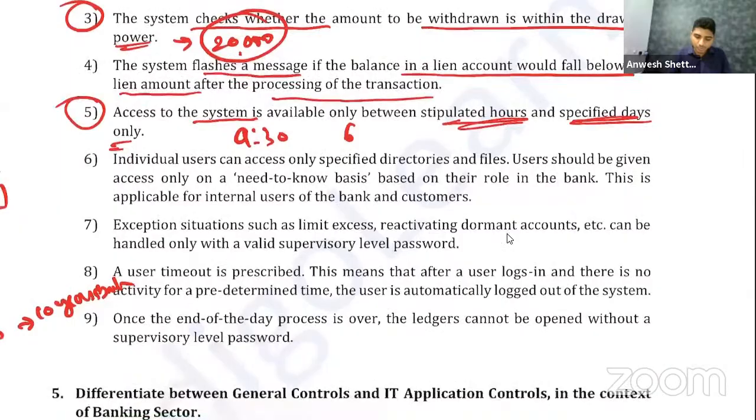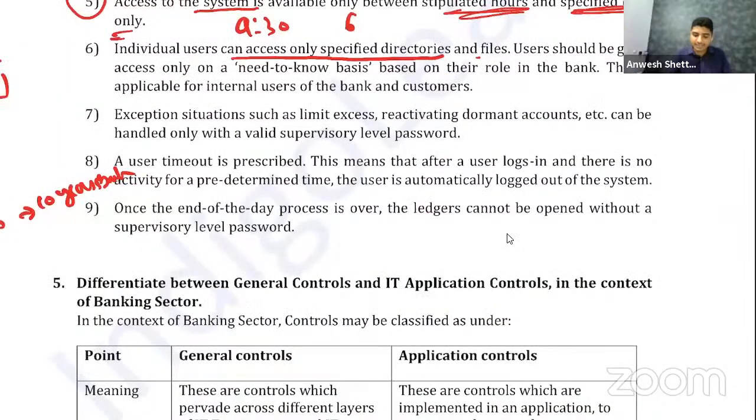Individual users can access only specified directories and files. Users should be given access only on a need-to-know basis. Simple. Let us say you are a cashier. As a cashier, you need to know only a couple of things. One is, if somebody is trying to withdraw money, you need to know whether they have that much balance in the bank account. Only that information should be accessible to you.